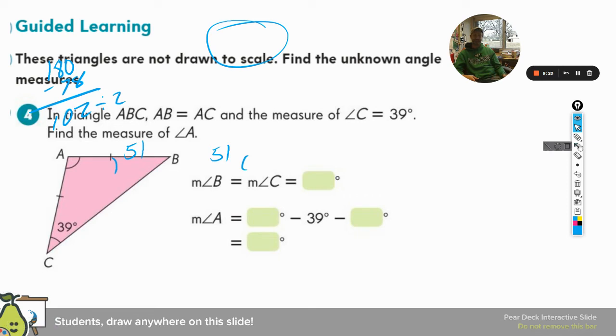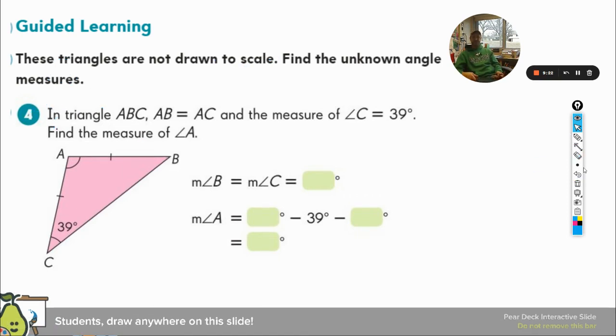Okay. As always, triangles are not drawn to scale. Find the unknown angle measure. And more in these problems, you've got to read. There is information that is valuable within the text. In triangle ABC, AB equals AC, and the measure of C equals 39. Find the measure of A.